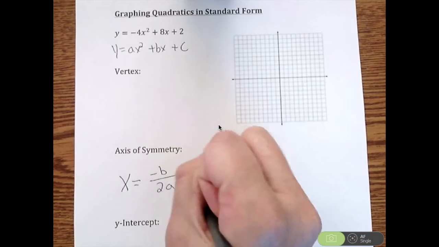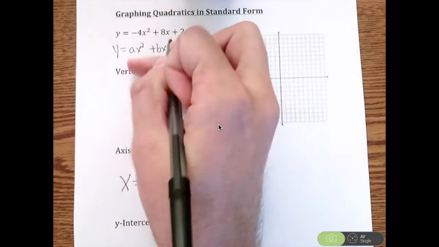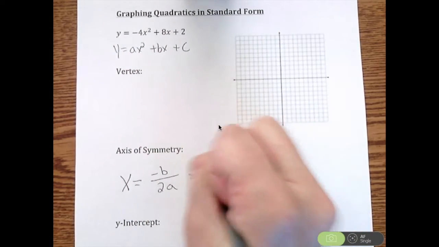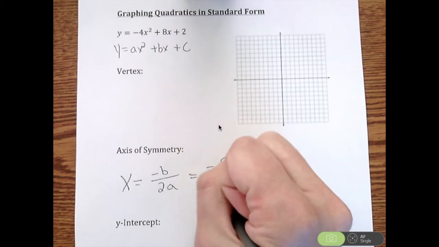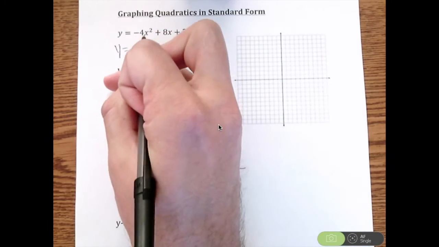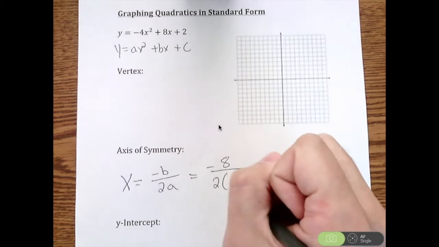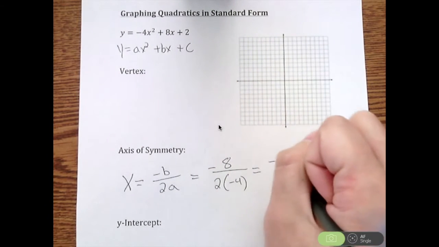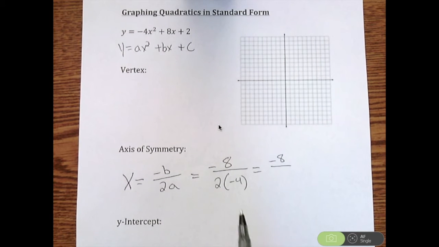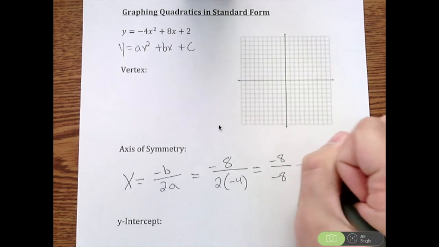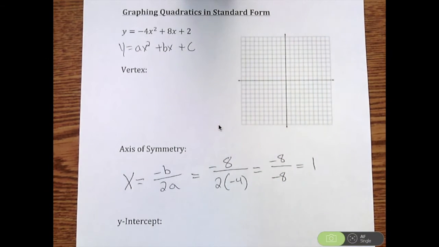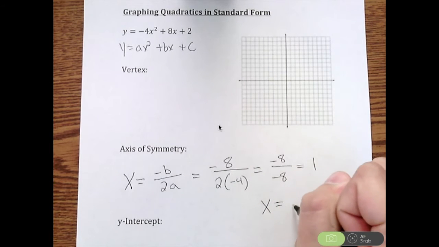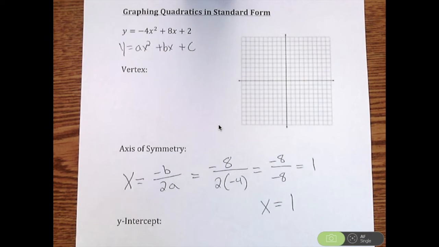So I'm going to go up to my problem. I already have my negative. My b is just 8. And I'm going to have 2 times a, and a is negative 4 in this problem. So I have a negative 8 in the numerator, and the denominator, I'm going to have 2 times negative 4, which is negative 8. Negative 8 divided by negative 8 is 1. So our axis of symmetry, it's always written as x equals, it's going to be x equals 1.